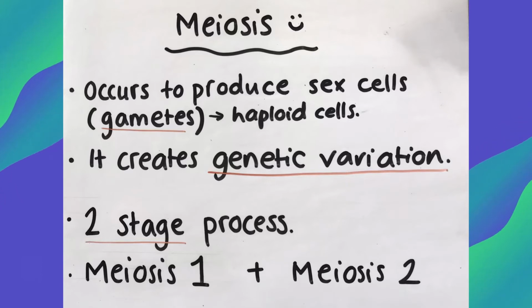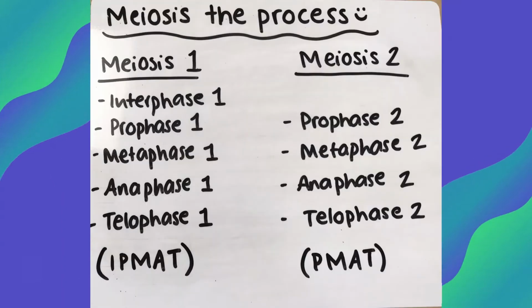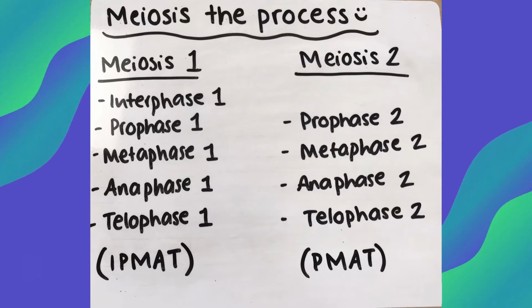Meiosis creates genetic variation, and I'll talk more on that later. Firstly though, let's cover how it works. Meiosis is a 2-stage process. Meiosis 1, Meiosis 2. You'll notice there's no interphase 2, and the reason for this is that there's no more DNA that needs to be formed in between, because obviously you want to end up with 4 cells having half as much.